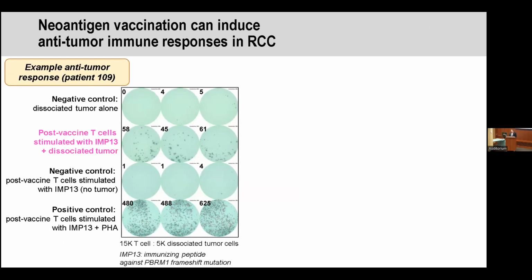So what we can do is, again, take some of these post-vaccine T cells, stimulate them with one of our vaccine peptides, in this case against a driver mutation, PBRM1, and then co-culture them with that same patient's autologous tumor and see whether those PBRM1-specific T cells actually recognize tumor. And the answer is yes, we are able to get tumor reactivity.